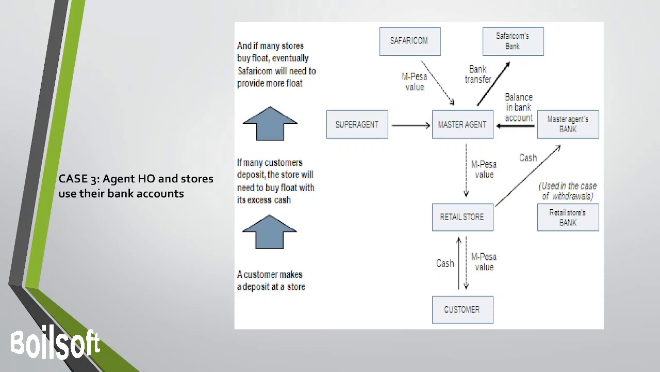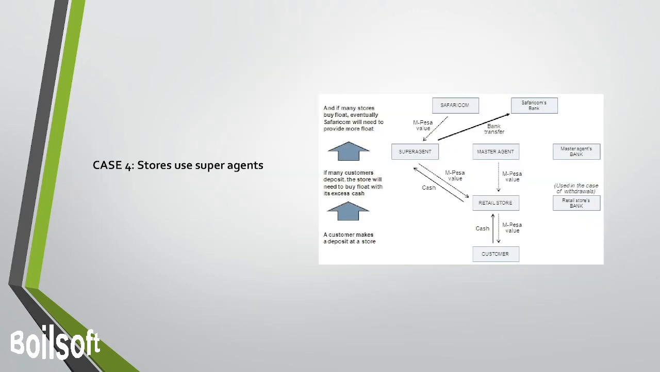Whereas in this case, the cash from the retail store goes to the master agent's bank, and the balance in the bank account goes to the master agent, and a bank transfer happens between Safaricom's bank and the master agent, whereas Safaricom passes the M-Pesa value to the master agent. So in this case, the master agent passes only the M-Pesa value, whereas cash from the retail store goes to the super agent, and Safaricom passes M-Pesa value to the super agent, and then the super agent passes the money to Safaricom's bank.